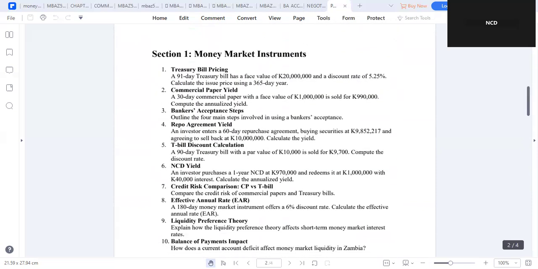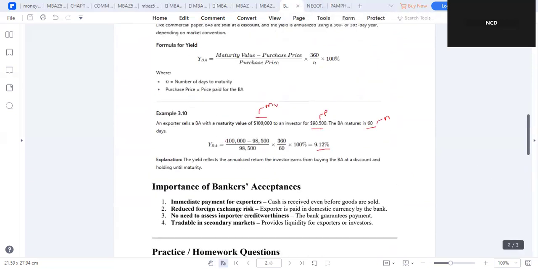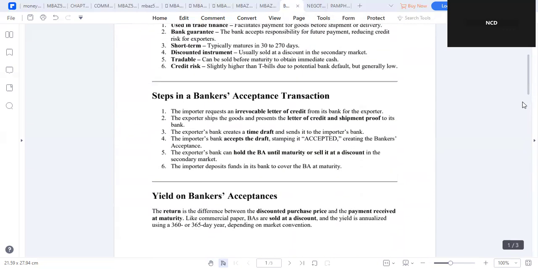So banker's acceptance, we already talked about the 4 steps that are involved. Number 1, the importer will request an irrevocable letter of credit. Then secondly, the exporter will ship the goods and present the letter of credit as shipment proof. Then thirdly, the exporter's bank will create a time draft, which is sent to the importer's bank, who will stamp it as accepted. And the importer's bank will hold the BA until it matures or decide to sell it at a discount in the secondary market. So this is how it goes.